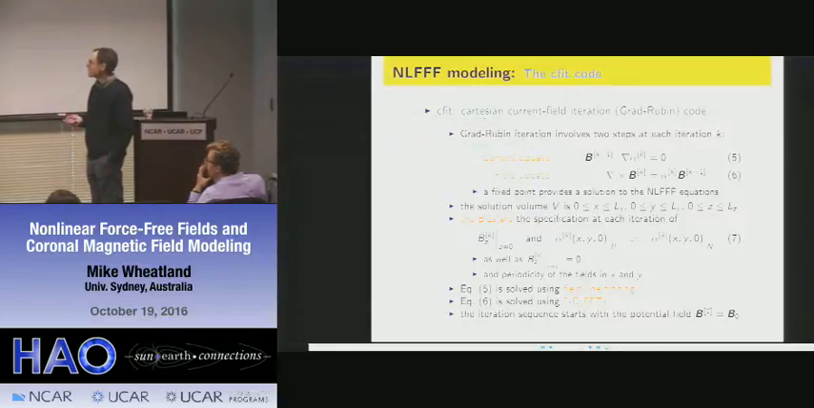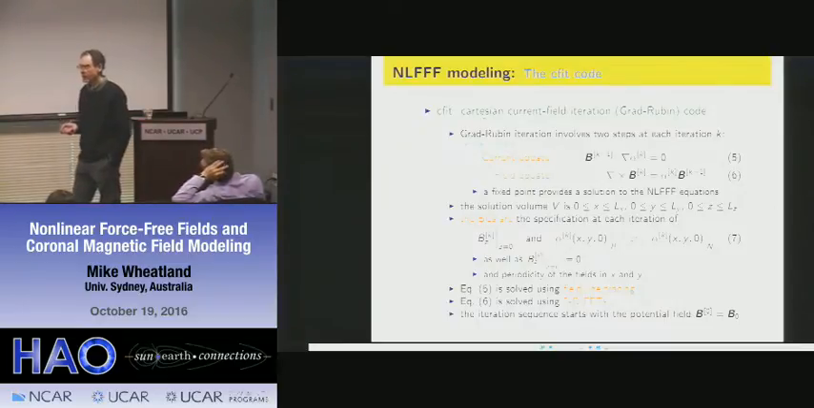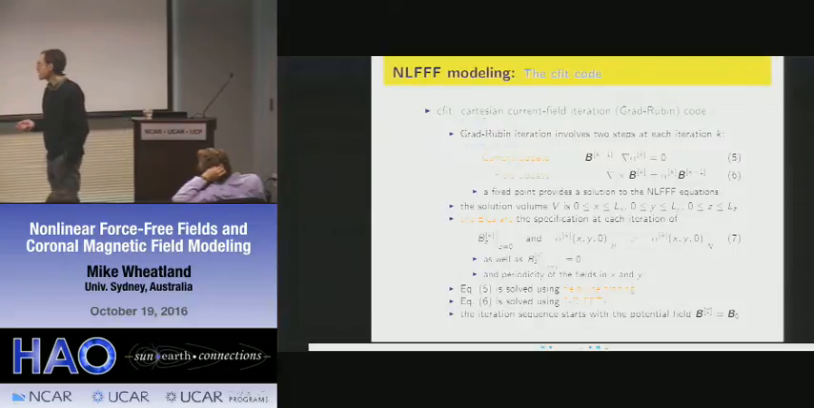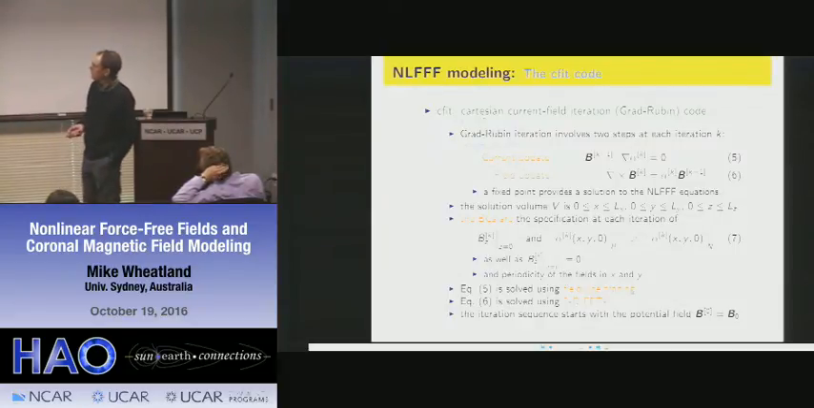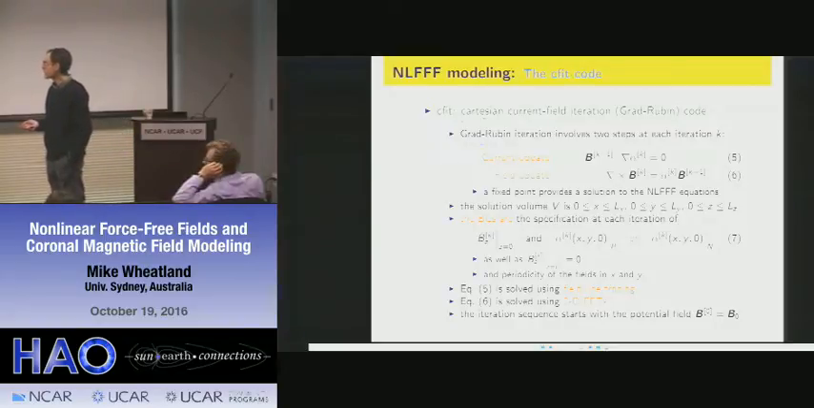Then the method of solution, in a little more detail: equation 5 is just solved by field line tracing from all of the points in the volume, tracing back down to the lower boundary. And this second equation is solved by introducing a vector potential and solving the vector Poisson equation using the Fourier transform method, so using 2D FFTs, Fourier transforms in x and y. And finally, this iteration sequence is started with a potential field, again a Fourier solution potential field, for the magnetic field in the volume.